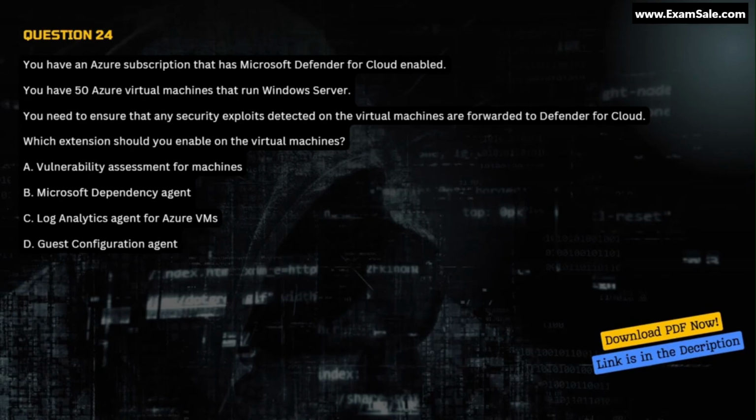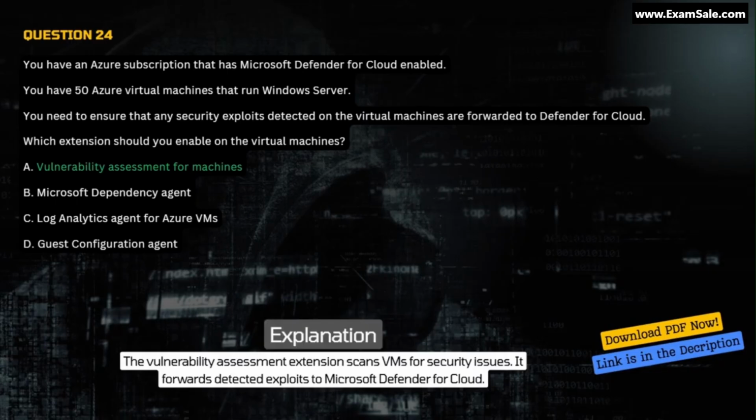A. Vulnerability Assessment for Machines. B. Microsoft Dependency Agent. C. Log Analytics Agent for Azure VMs. D. Guest Configuration Agent. Correct answer A. Vulnerability Assessment for Machines. Explanation. The Vulnerability Assessment extension scans VMs for security issues. It forwards detected exploits to Microsoft Defender for Cloud.